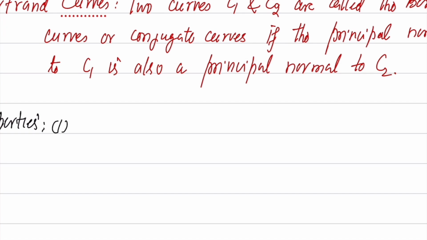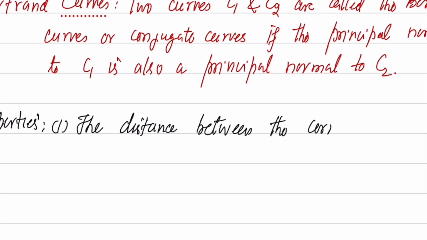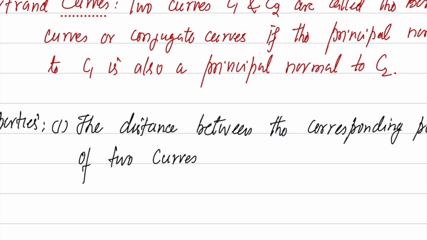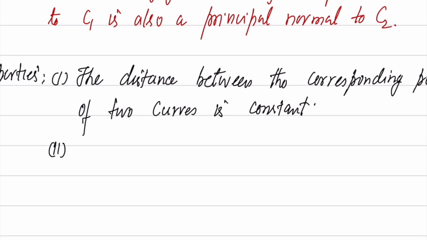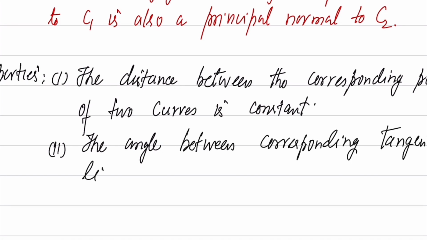The first one is the distance between the corresponding points. The distance between the corresponding points of two curves is constant. So the two curves are equidistant between any two corresponding points on them. Similarly, when they are equidistant with the distance being constant, the angle between corresponding tangent lines will also be constant. So that's another property of the Bertrand curve.